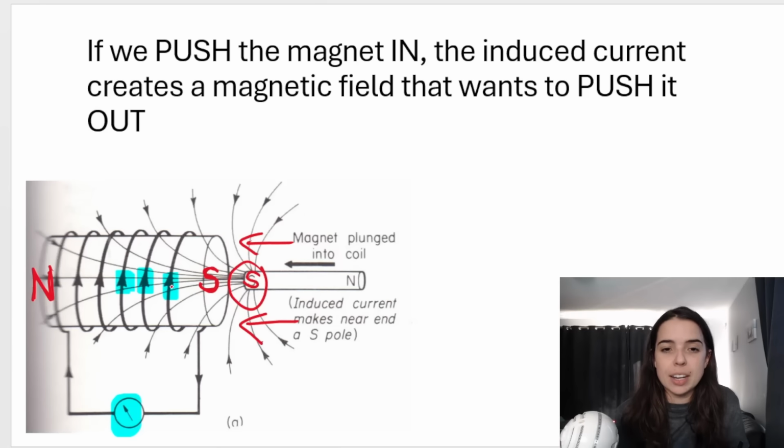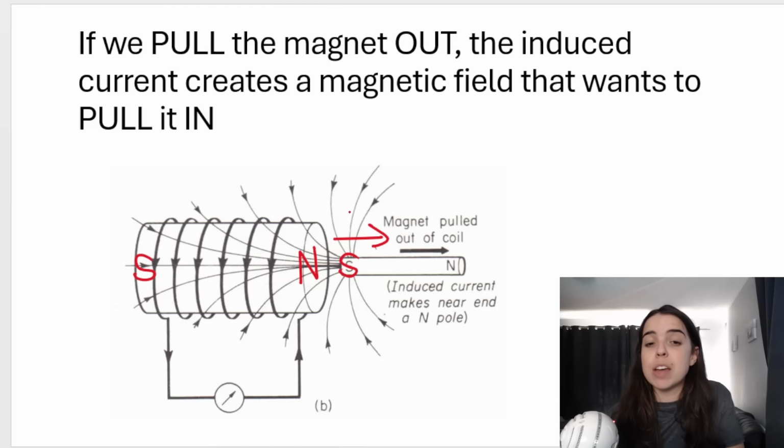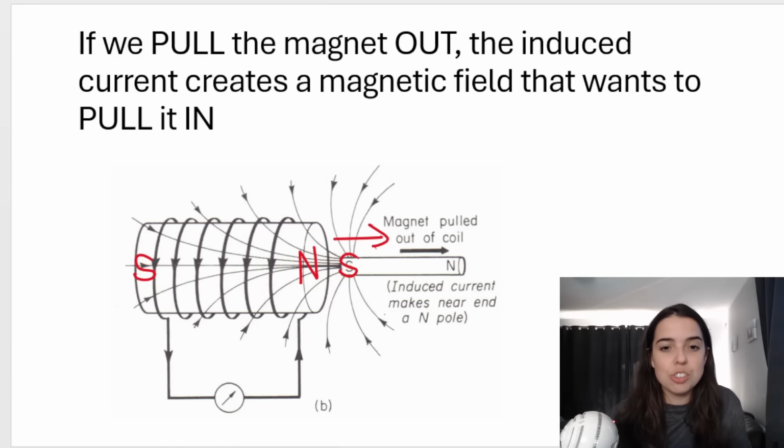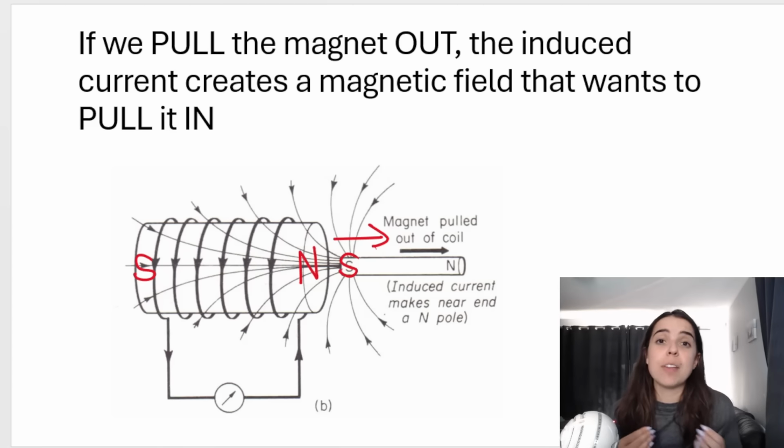When we push the magnet in, the north pole gets created on the left, the south pole gets created on the right. When we pull the magnet out, the south pole is on the left and the north pole is on the right. And this is the case when we are pushing or pulling out a magnet with the south pole closest to the solenoid. Okay, so just remember it wants to do the opposite. So that is basically how we find the direction of the magnetic field, which side the north pole's on, which side the south pole's on.